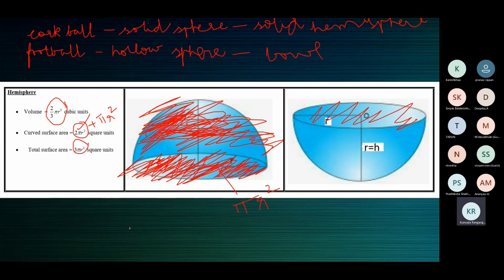But if you have to paint a steel hemispherical bowl like this, suppose you have to paint it on the outside. You can paint only this portion on the outside. So that means you'll be painting only 2 pi r square.